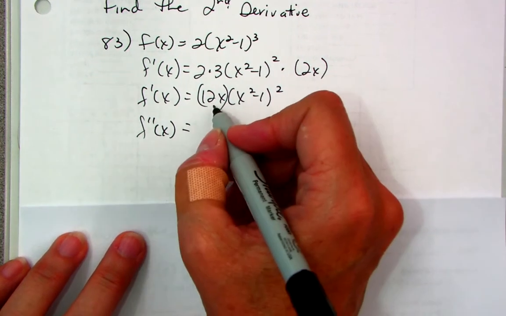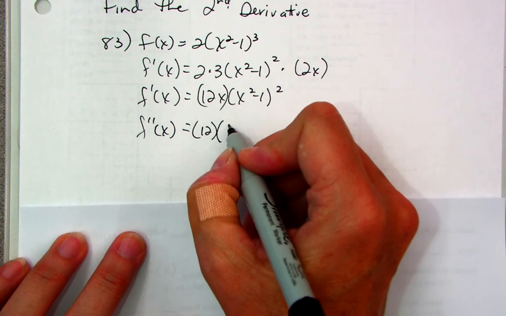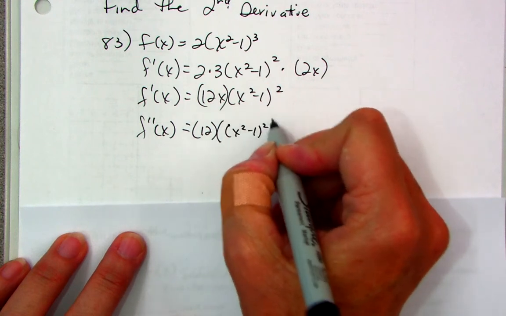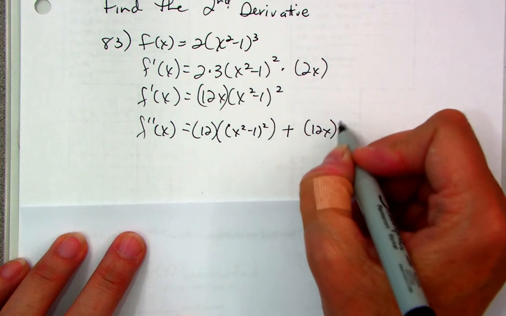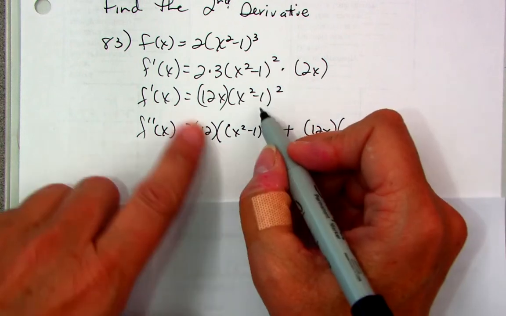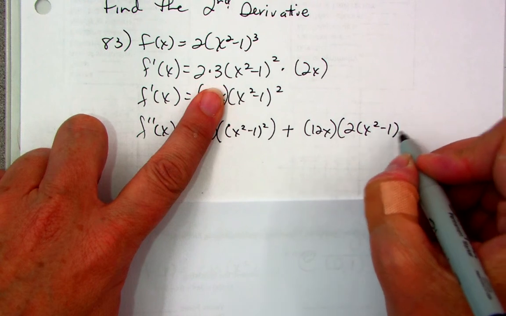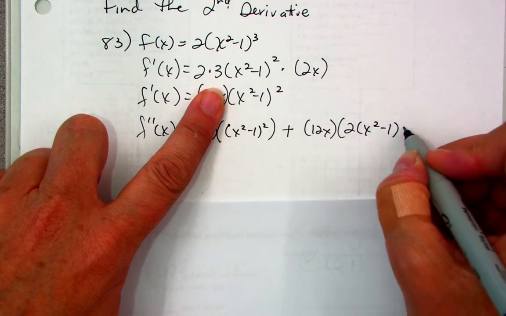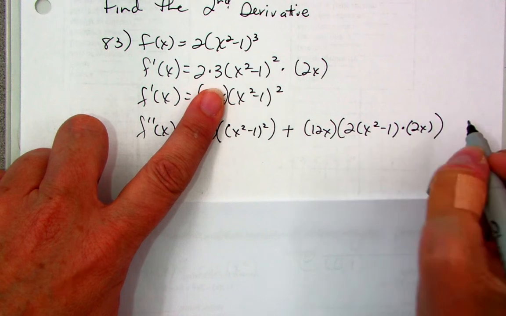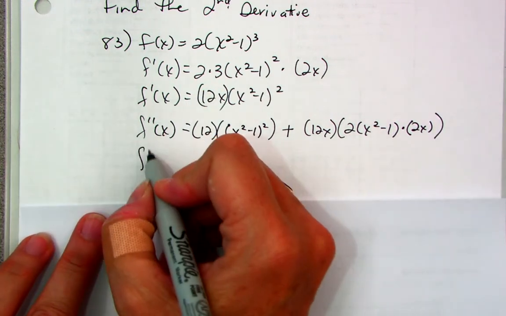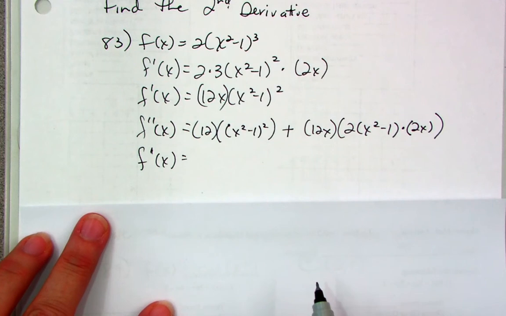So take the derivative of the first, leave the second. Plus, leave the first, take the derivative of the second. And I've got to do the chain rule on the second. Reduce it by 1 times the derivative of the inside. And now I'm going to clean that up. Let's see here.